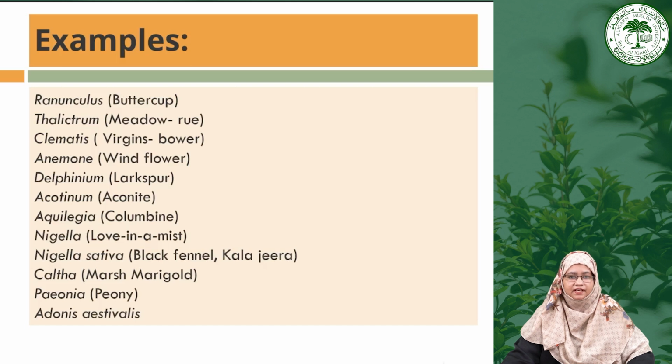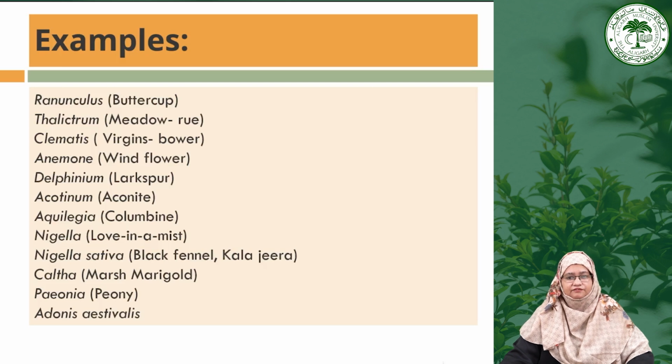within this group. Each plant represents unique characteristics and adaptations. For instance, buttercup, that is botanically called Ranunculus, often thrives in moist environments, showcasing vibrant yellow flowers. Similarly, the meadow rue, that is botanically called Thalictrum, is recognized for its feathery foliage and delicate flowers.